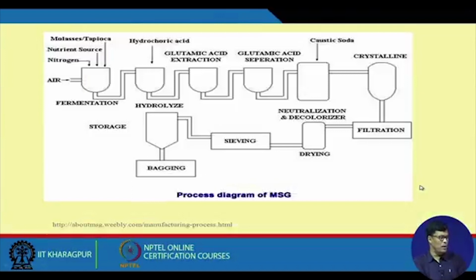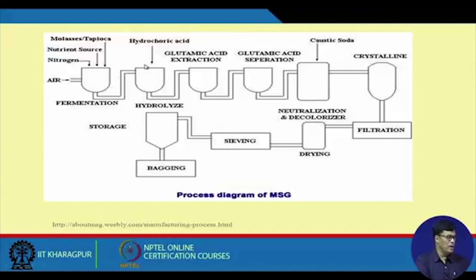Now if you look at the process flow diagram, how it produces, in practice we have molasses, we have tapioca, or then we have nutrient sources, we have nitrogen, we have air, then we take it to the glutamic acid. This is carried out in a fermenter. This is the aerobic fermentation process.